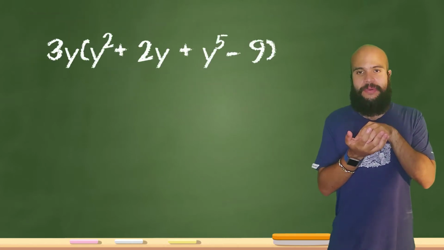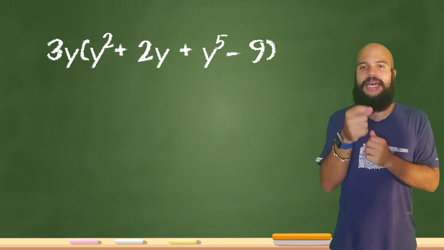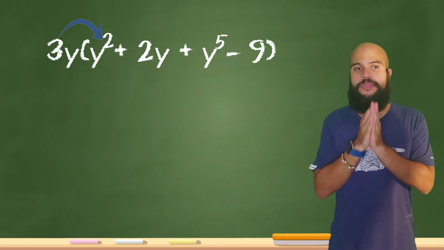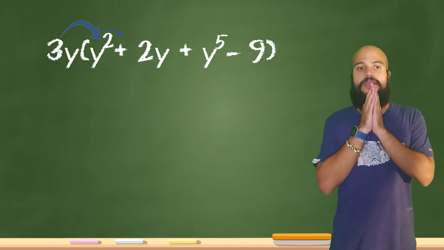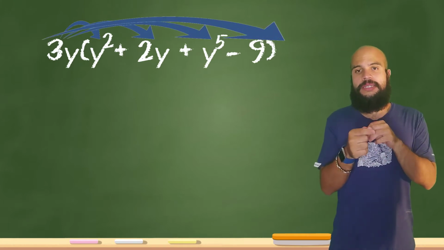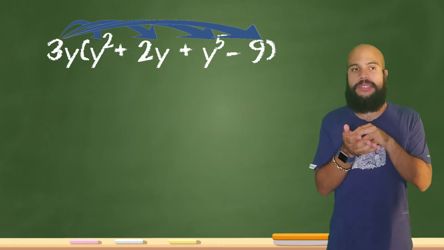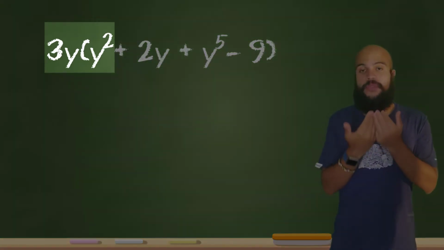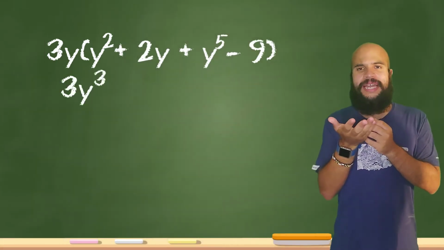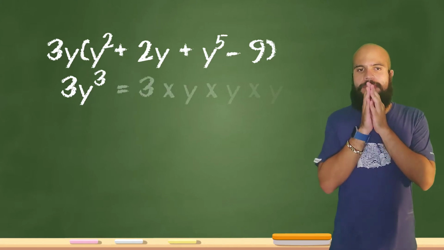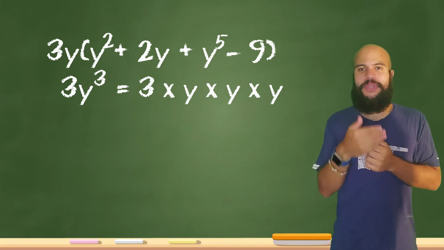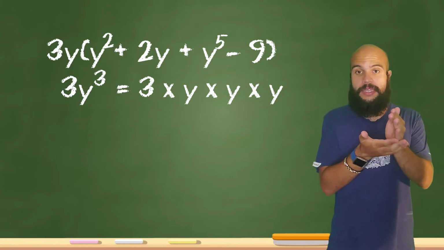In this example, we have a variable factor outside of the parentheses. This doesn't change the fact that it still needs to be distributed to every term inside the parentheses. Okay? When doing this, we need to be careful with what happens to our exponents. For instance, 3y times y squared ends up with a product of 3y cubed, which is the same as 3 times y times y times y. That makes 3y cubed. Notice that y is being multiplied 3 times.